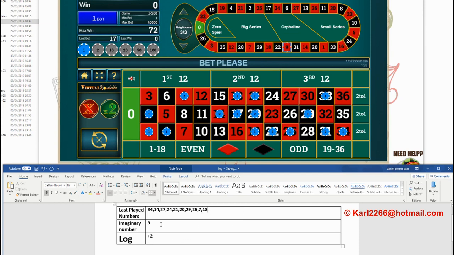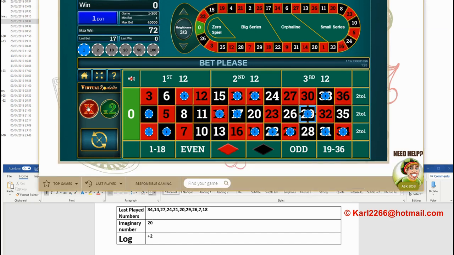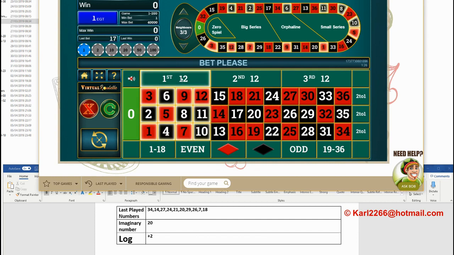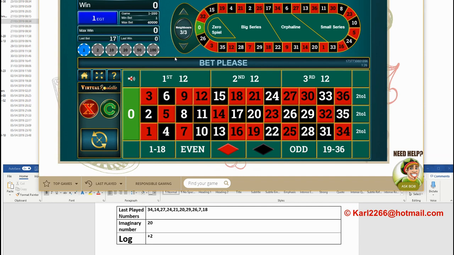So with 18, with logarithm plus 2, we have a new winning number which is number 20. And we wait because 20 is one of those numbers from here. Okay.